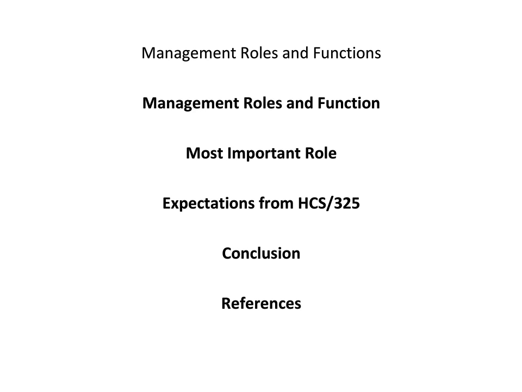As you can see, everything in this first level of our outline is Level 1. We have our 3 major points: management roles and functions, most important role, and then expectations from HCS 325, our conclusion, and then our references.